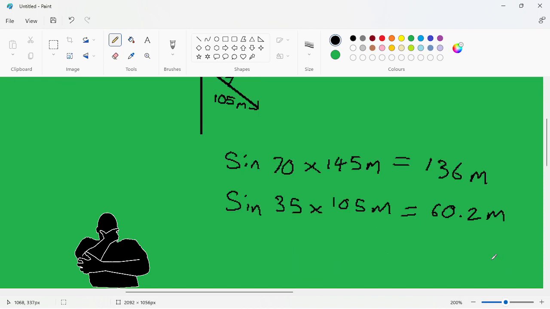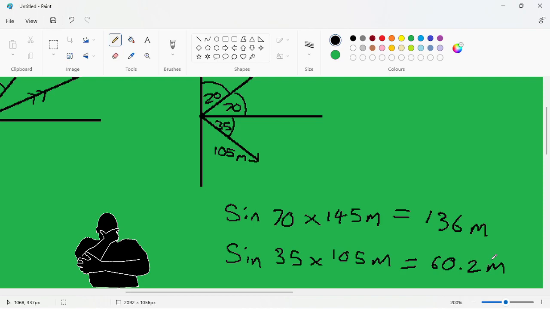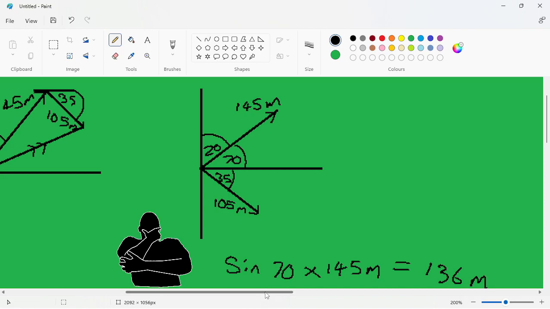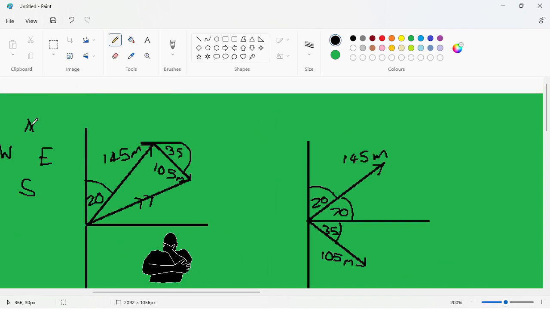So to find the total displacement, we are going to add these two values together. But we can't just add them like that. We also have to take some things into consideration. Up is designated as positive, or in this case, north. Anything that goes in the north direction is designated as positive. Anything that goes in the south direction is designated as negative.